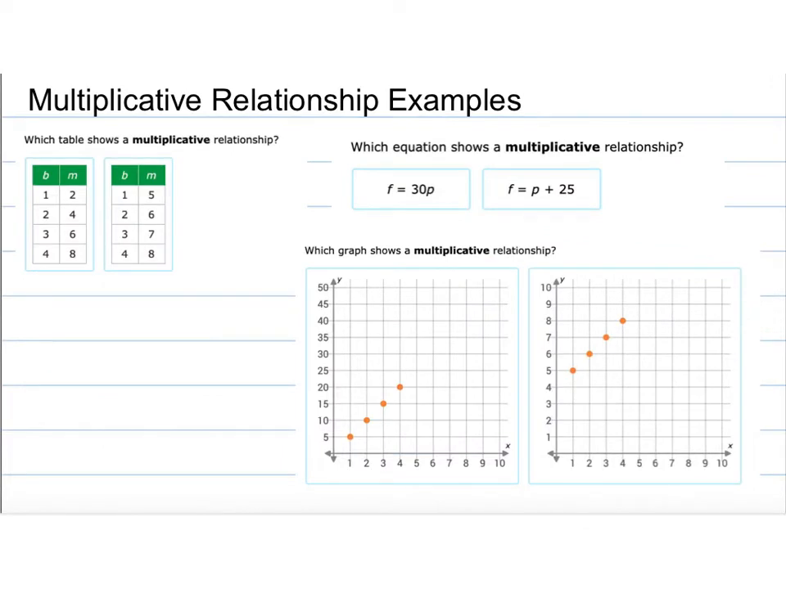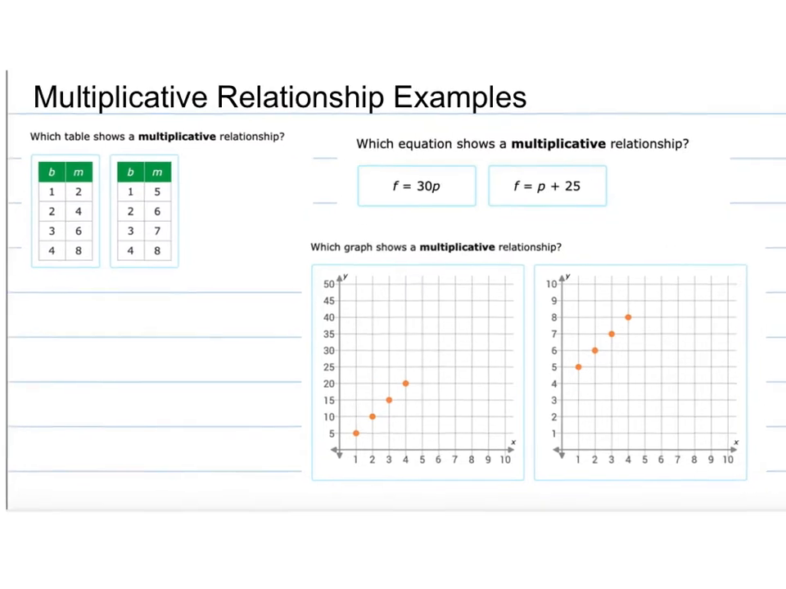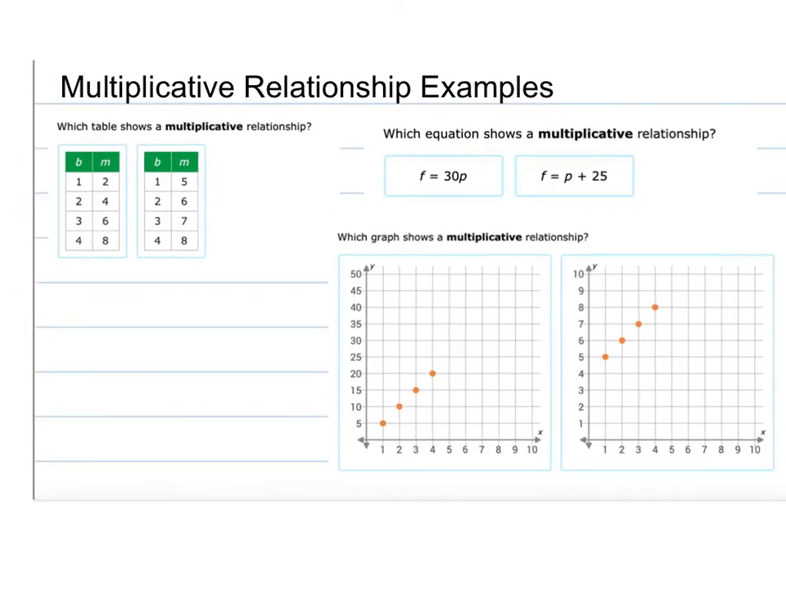So multiplicative, we're looking for, again, a relationship where we are multiplying our input to get our output. We are always multiplying by the same number now instead of adding, or sometimes it would be considered dividing. So here you can see we're going up 2 for every 1. You could look at it as adding 2, but you can also see here 1 times 2 is 2, 2 times 2 is 4, 3 times 2 is 6.